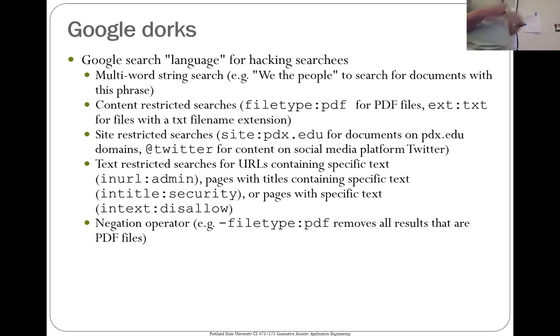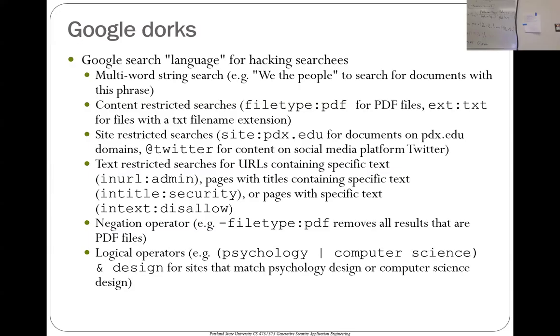Here's another one. You could do a negation operator, so if you don't want PDFs in your search, you can apply that. And then logical operators. If you're interested in both psychology or computer science and design, so design and psychology, design and computer science would be the terms, then you could produce that and send it into Google. So the idea is, I don't want to learn that, but I want the LLM to produce the appropriate dorks from natural language.